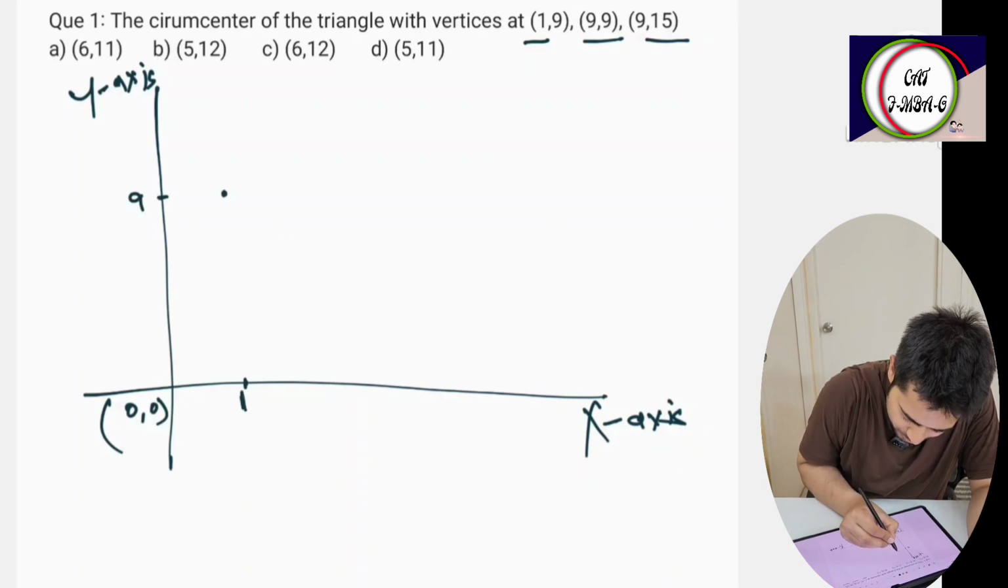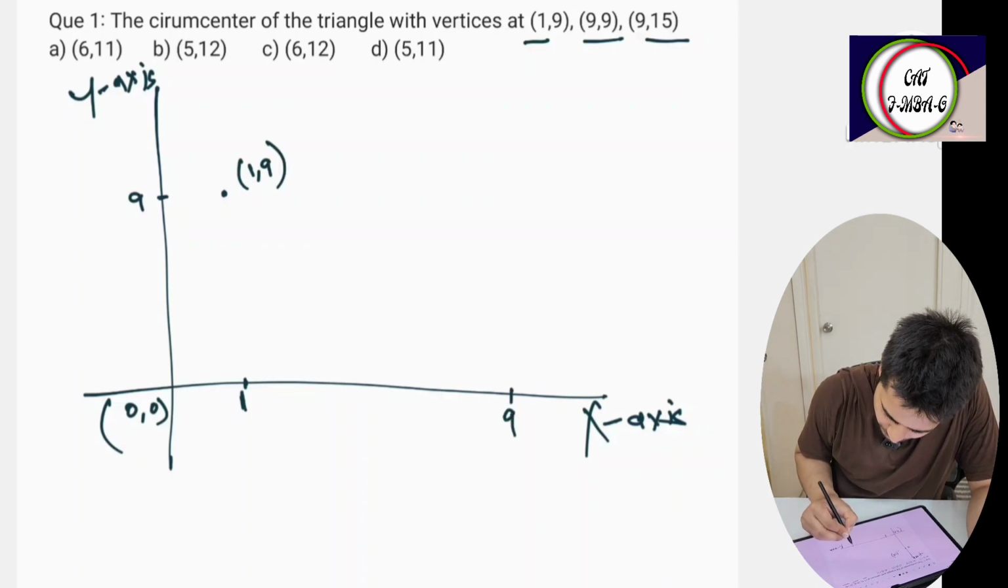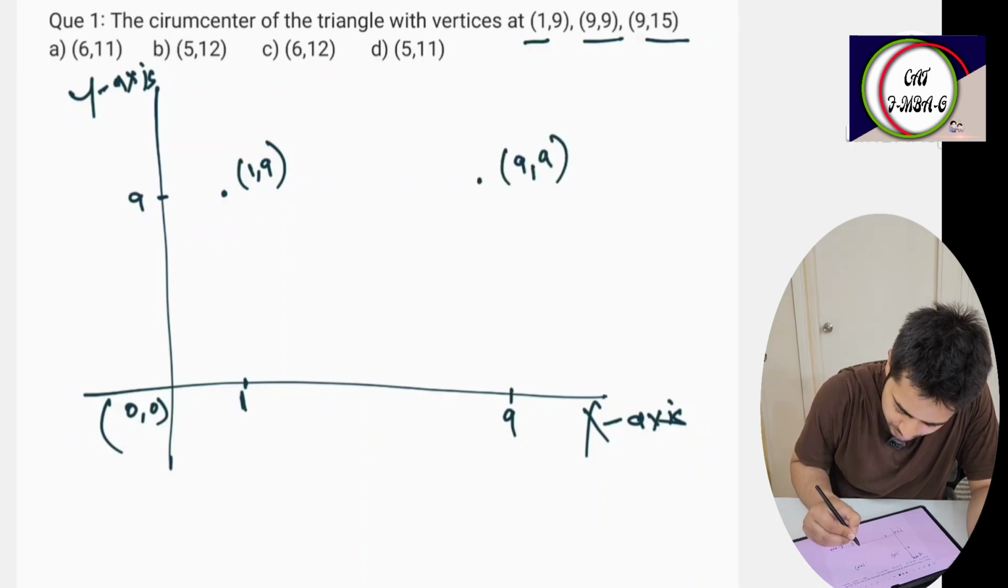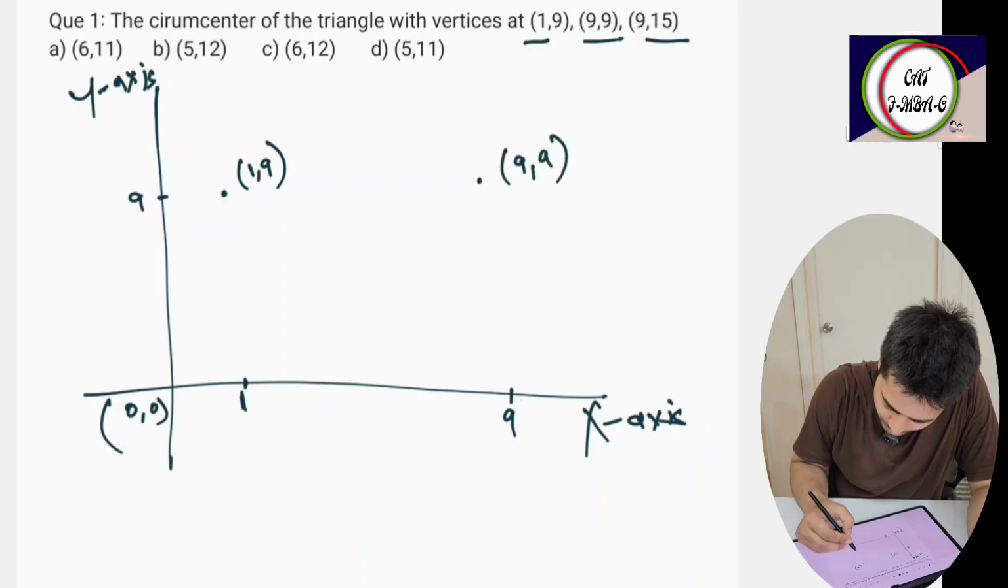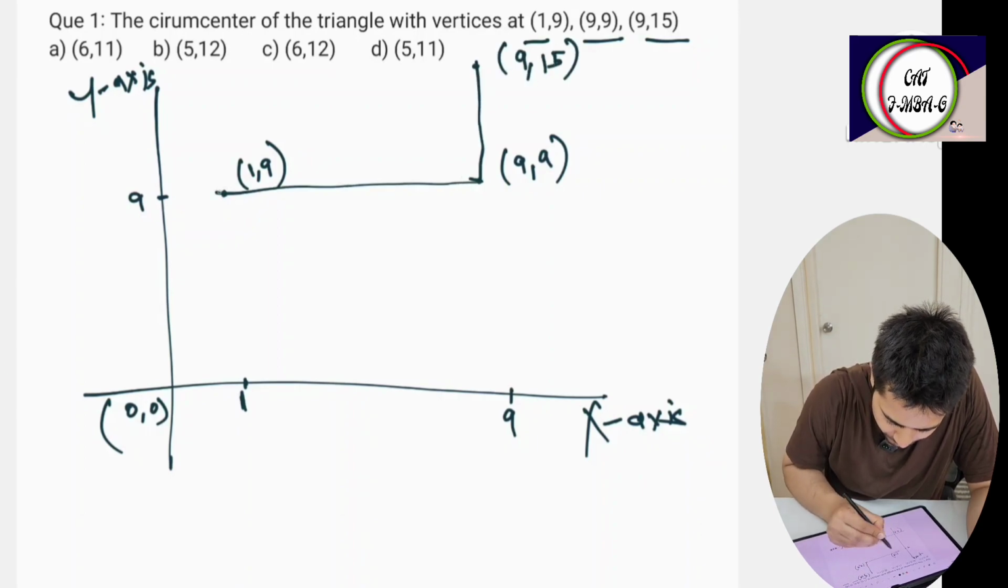So this is the point (1, 9). Then (9, 9), so 9 will be around here, and this is (9, 9). And (9, 15), so 9 here and 15 will be around here. So (9, 15). Basically this is the triangle.